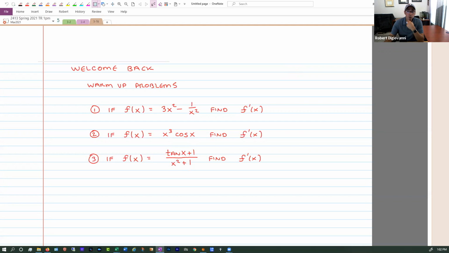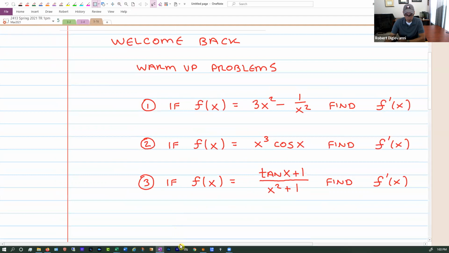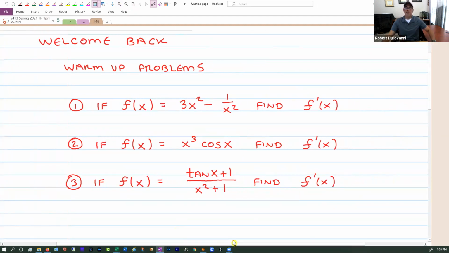I'm going to put up a poll, and if you complete all three and you get answers for all three, then go ahead and on the poll just say yes. If you're on your phone or something and can't do the poll, that's okay. I just want to see how long it takes most of the class. I'll zoom in on this so you can see a little better. All right, so we want the derivatives of all three of those. Have at it.